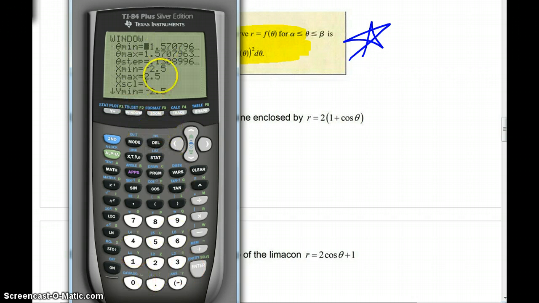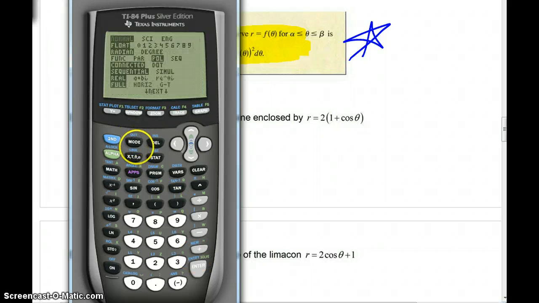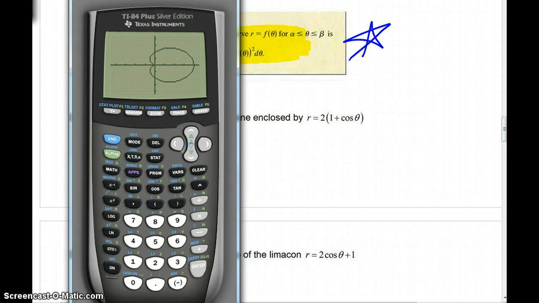So I'm going to have our theta min, pressing window, go between 0 and 2 pi. We might need to adjust that. And like I said, the largest our r could be would be a 4. So for x min and for x max, I'm going to be typing in negative 4.5 and positive 4.5, just to give a little bit of extra space. And again, let's just double check that our mode is on radians. It is. When you hit graph, you can see that we get this type of a curve. This is called a cardioid.